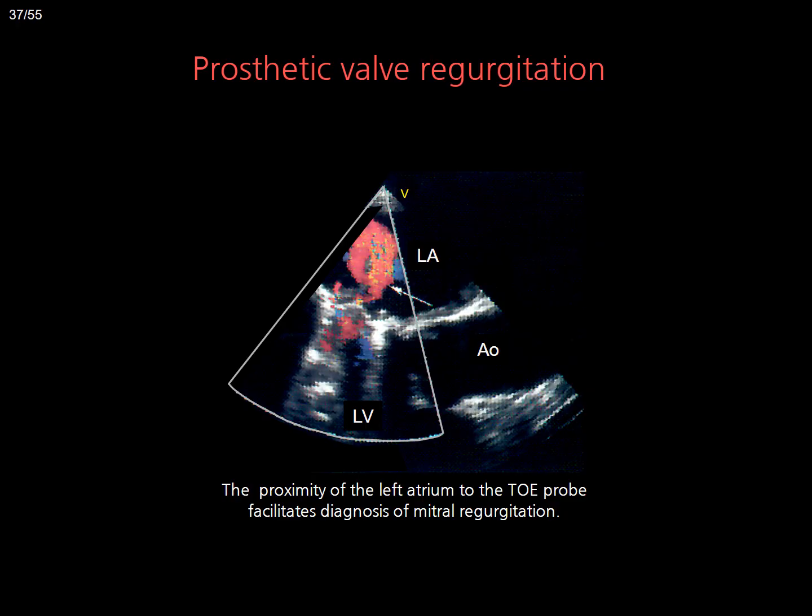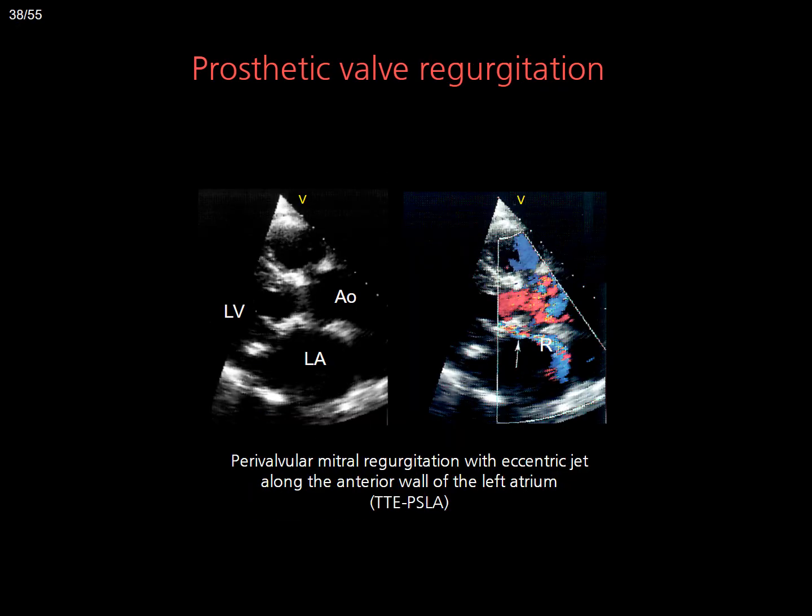On this transoesophageal view, the left atrium sits very close to the probe, which gives excellent sensitivity for mitral regurgitation. You can see a regurgitant color Doppler jet entering the left atrium from the prosthetic mitral valve. TOE is particularly useful here because shadowing and reverberation can limit transthoracic views. In PSLA, color Doppler shows an eccentric, wall-hugging jet tracking along the anterior left atrial wall, which is typical of paravalvular leak.